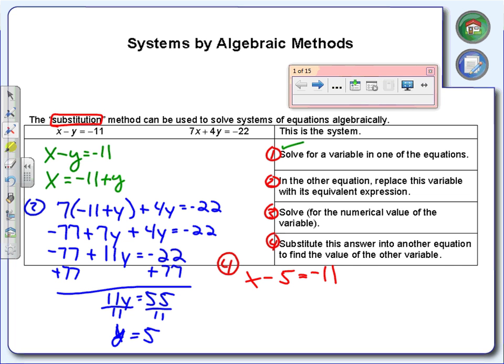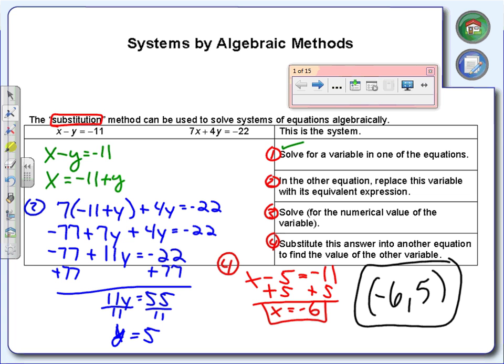All right, so let's solve for the x. We know what y is. It's 5. Let's solve for the x. Let's add 5. And negative 11 plus 5 would give us a negative 6. So now we have both the x value and the y value. However, usually when we write the answer, we write the answers in ordered pair. So what would the ordered pair be? Negative 6, positive 5. There's our solution.